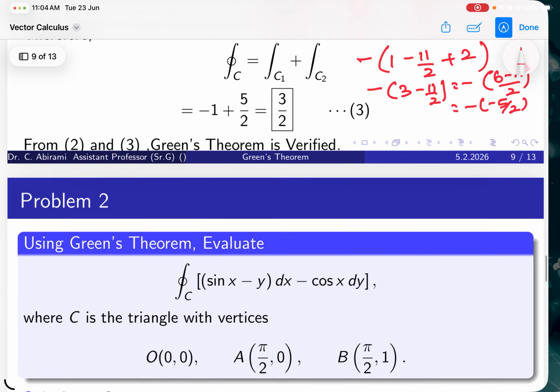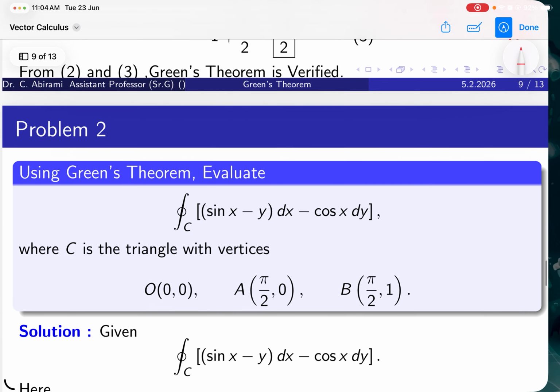So one more problem I want to discuss under Green's theorem. In the first problem, we were going to verify Green's theorem. That means we evaluate the left hand side separately, the right hand side separately. Finally, we can conclude that Green's theorem is verified. But here, using Green's theorem, how are we going to evaluate the integral? So no need to verify. Okay. Using Green's theorem, already we know the statement of Green's theorem.